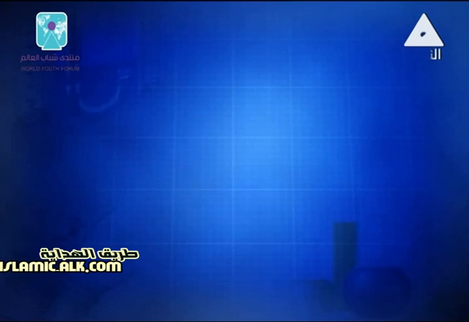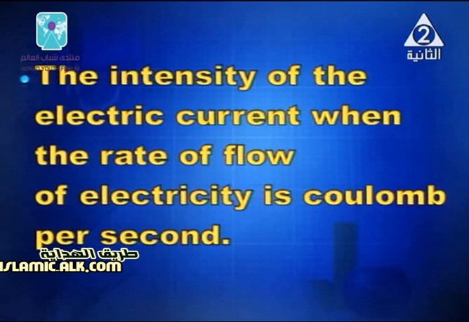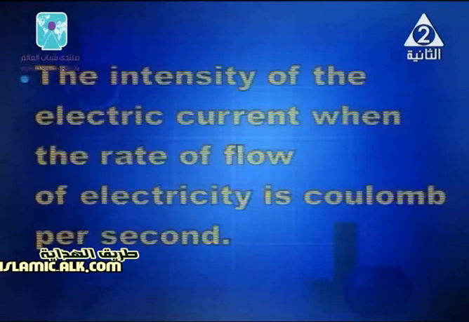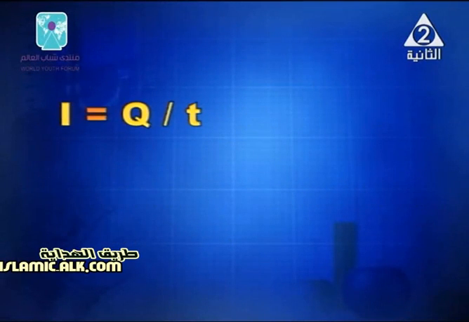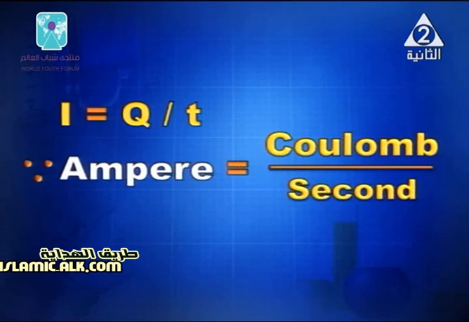And what about the relation that gives the intensity of the electric current when the rate of flow of electricity is coulomb per second? Intensity should be ampere when the rate of flow of electricity is coulomb per second. So we want the relation that gives ampere in terms of coulomb and second. Of course, it's all easy for you. Since I is equal to Q over t, so ampere equals coulomb over second.